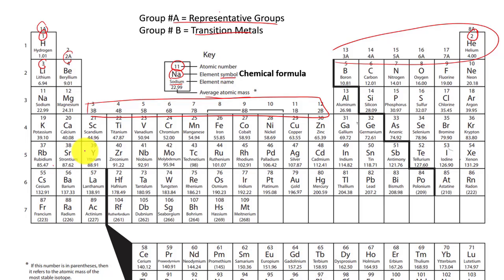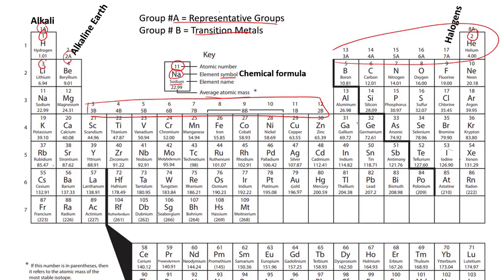There are four major main groups, or four major representative groups. The first one is group 1A, and it has a specific name, the alkali metals. And then group 2A has a specific name called alkaline earth metals. Then all the way over here, we have group 7A and 8A. Those are the other two major groups.